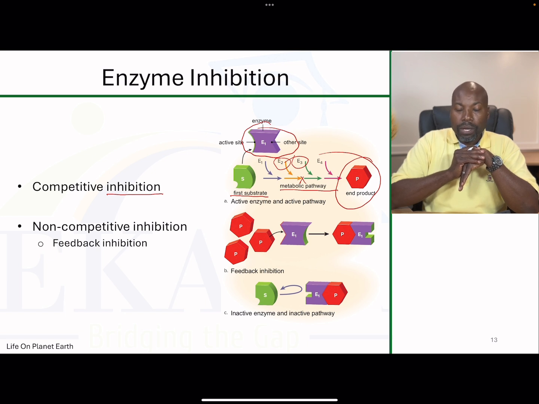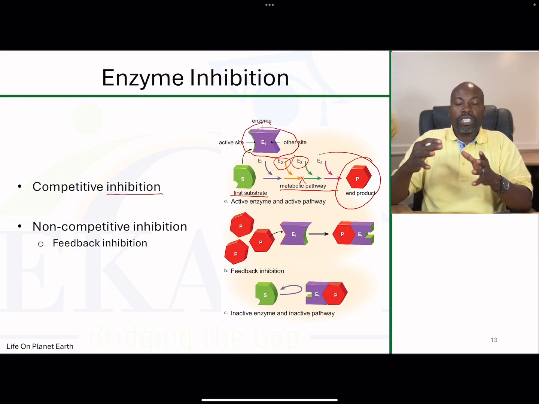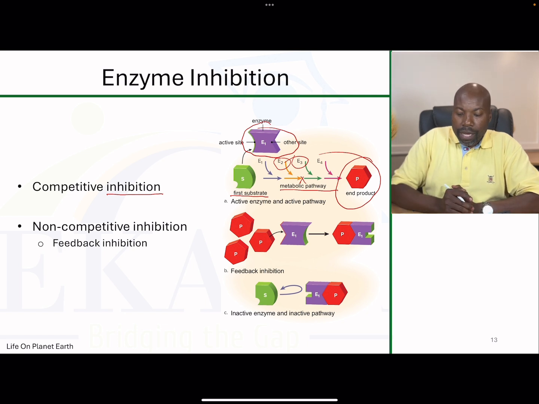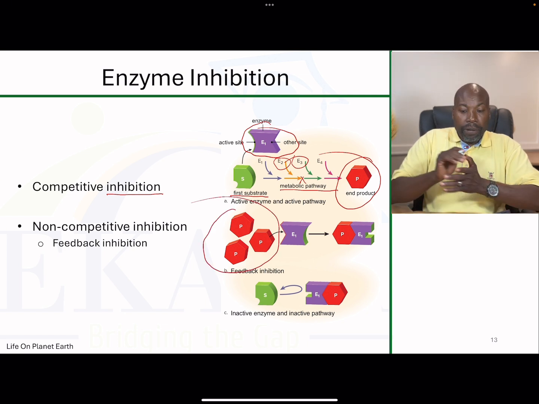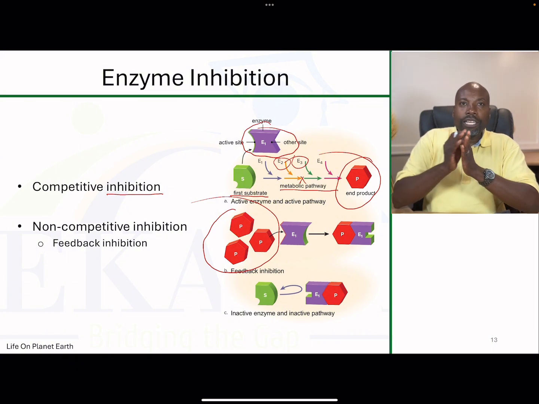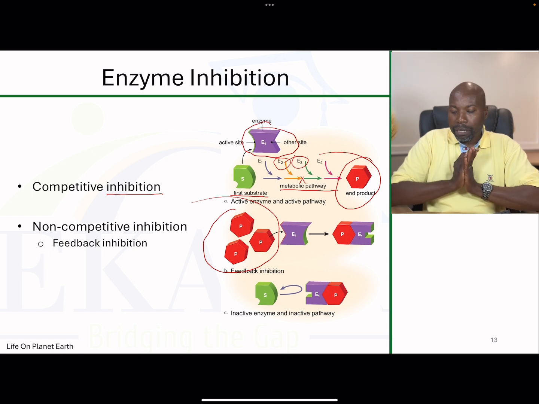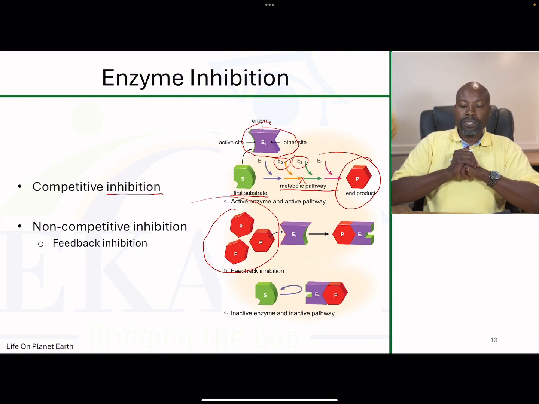So now, when the cell has so much production of the product, then we have a lot of the product here. That bunch of product can attach to one of the enzymes in the metabolic pathway. Most of the time, it's going to be the first enzyme or the second enzyme. In this very case, we are going to take the case of the first enzyme.